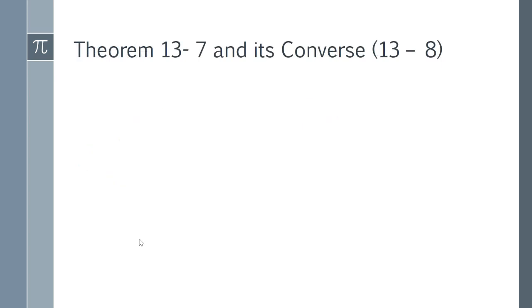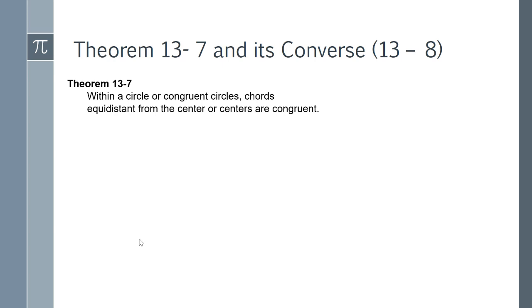Theorem 13.7 and its converse: within a circle or congruent circles, chords equidistant from the center, or centers if you have two circles, are congruent. So here's what that looks like. We've got two chords, and then we have these altitudes drawn from the center to those chords. If these two segments are congruent, then that makes these two chords congruent.